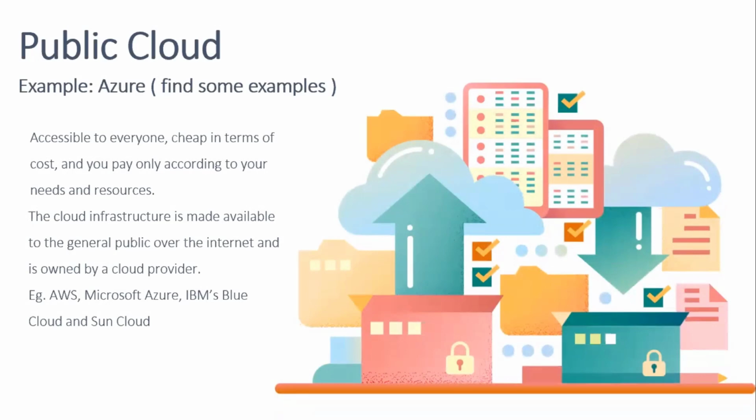So next one is the public cloud. Public cloud is basically the cloud that can be accessed by anyone over the internet. Any person in the world who has an internet connection can access this public cloud, and it is owned by the cloud provider. Whatever cloud service providers we have today, like AWS, Microsoft, Google, IBM, or Oracle, all these are examples of the public cloud. So public cloud is the cloud that can be accessed from anywhere in the world through the internet.